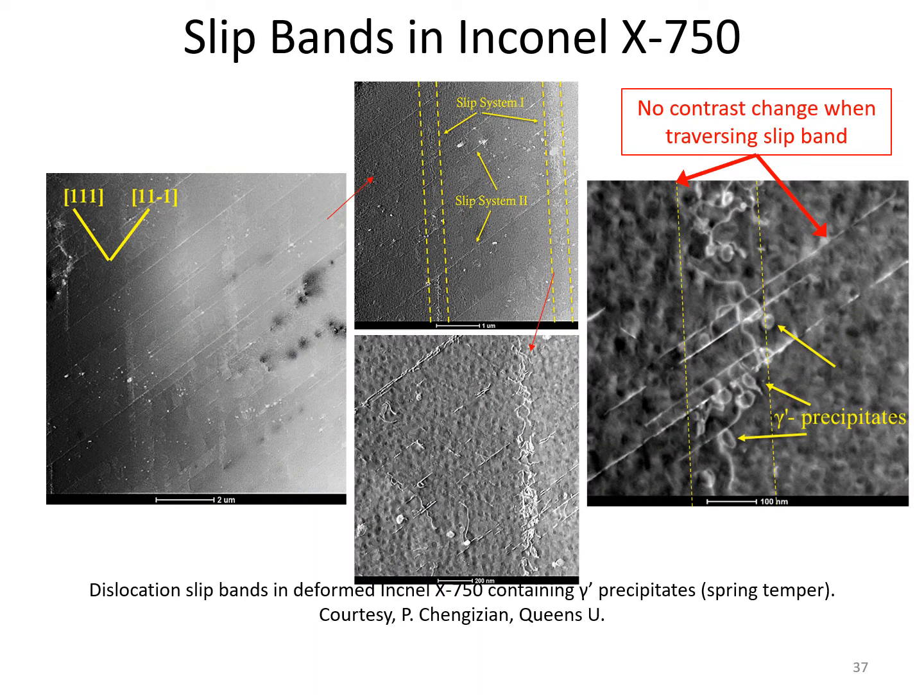Taking a step back now, here's some examples of slip in Inconel X750, which is an FCC structure. What we have operating here, shown in a TEM, are two slip systems. One which is inclined to the orientation in which you're viewing it. It's the projection. You're looking at TEM form. We're looking at a slip plane which is inclined to the direction in which you're viewing it.